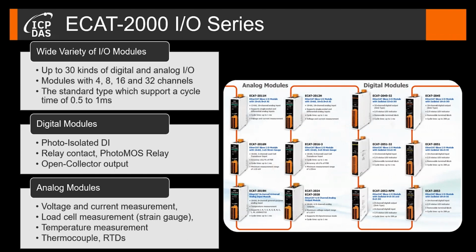ICP-DA provides up to 30 types of EtherCAT 2000 I/O slaves, such as digital modules, photo-isolated DI, relay contact, photo-MOS relay, open collector, and analog modules for measuring voltage, current, and temperature, etc. The EtherCAT 2000 series offers an extremely wide I/O spectrum to choose from, which meets the requirement of most EtherCAT-based automation applications.